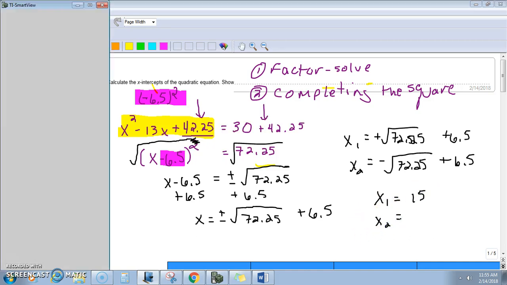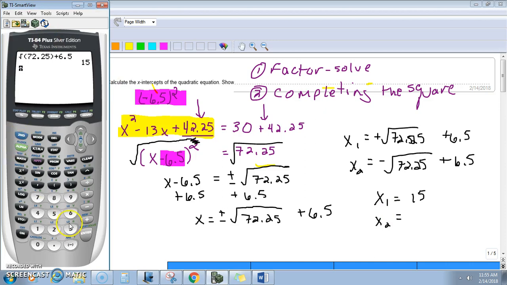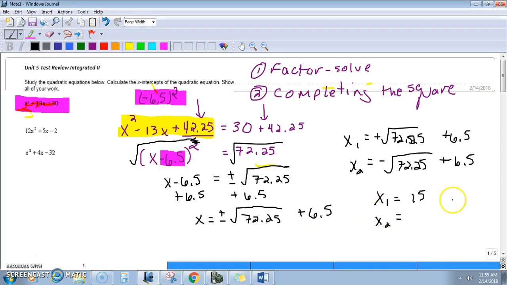And x2, I'm going to do the same thing. If I just hit second enter, it pops it up again. Then I go back and put a negative in front, and I get -2. So my second answer is -2. So on a graph, it would cross at 15 and -2. And because it's a positive x squared, it's going to be like a smiley face. Okay? All right, let's do the next one.